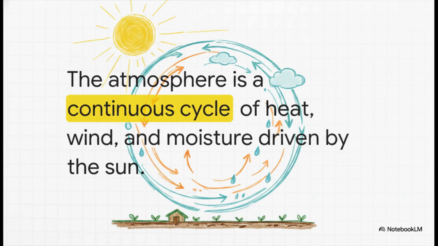Now, the absolute most crucial thing to remember here is that the atmosphere isn't just static air sitting there. It's this continuous churning cycle of heat, wind, and moisture. And the engine powering that entire machine? Yep, it's the sun. That solar energy beats down, it heats the soil, it warms up the air, and it evaporates the water. Honestly, without this initial input of solar radiation, our whole weather system just wouldn't exist.